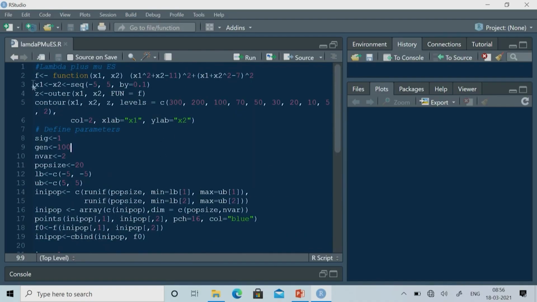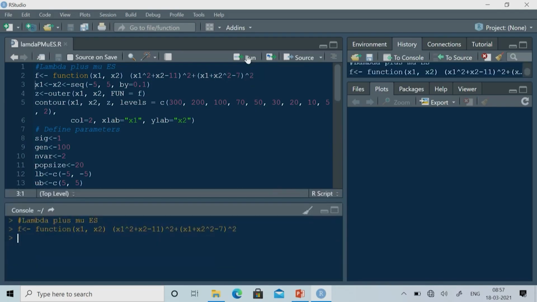As you have seen, the first few lines are just to plot the function. Here the function is (x1 square plus x2 minus 11) whole square plus (x1 plus x2 square minus 7) whole square. This is the function I am using initially. This is problem 1, and it is between minus 5 and plus 5. I am generating x1 and x2 using this function.